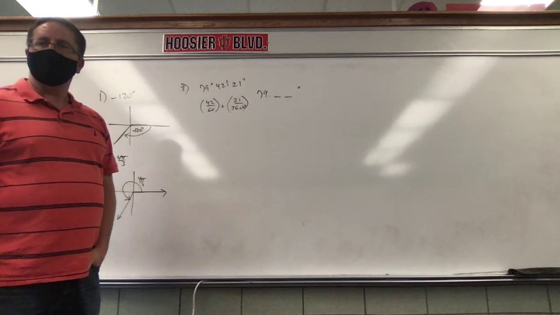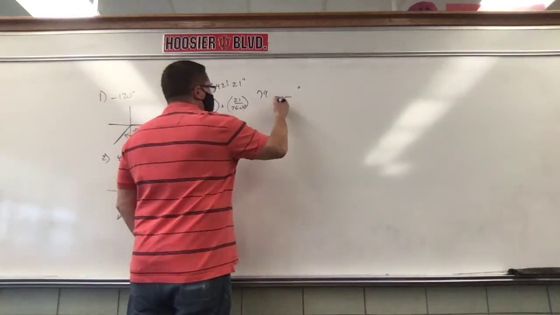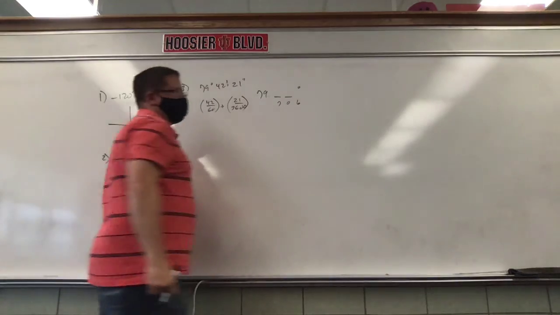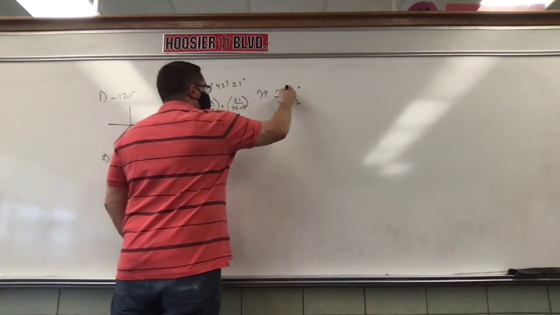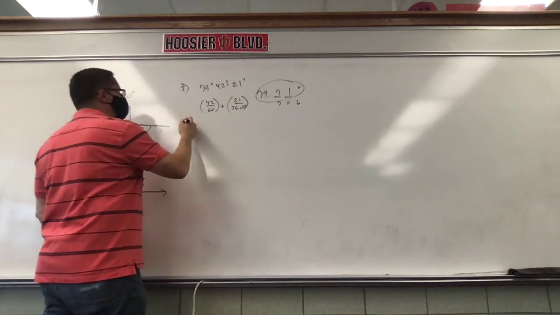0.7. 0.7 what? 06? Okay. Now it says 0.706. If you put that down, I probably wouldn't mark you wrong, but I want two decimal places, so it'll be 0.71. Okay. Number 4.